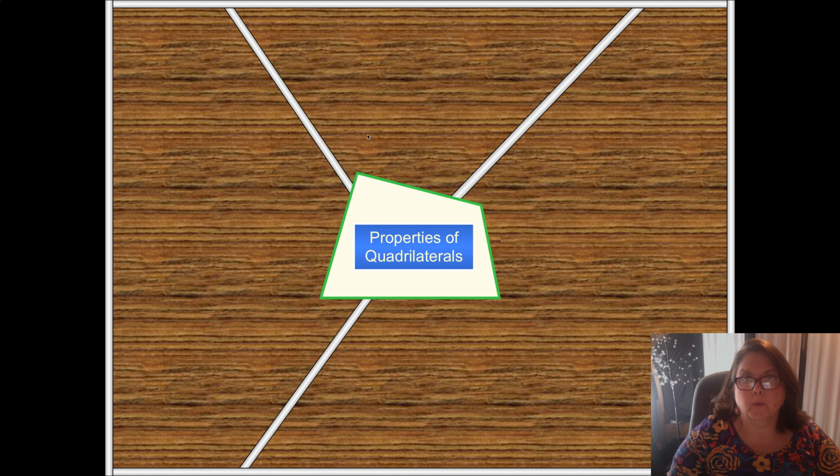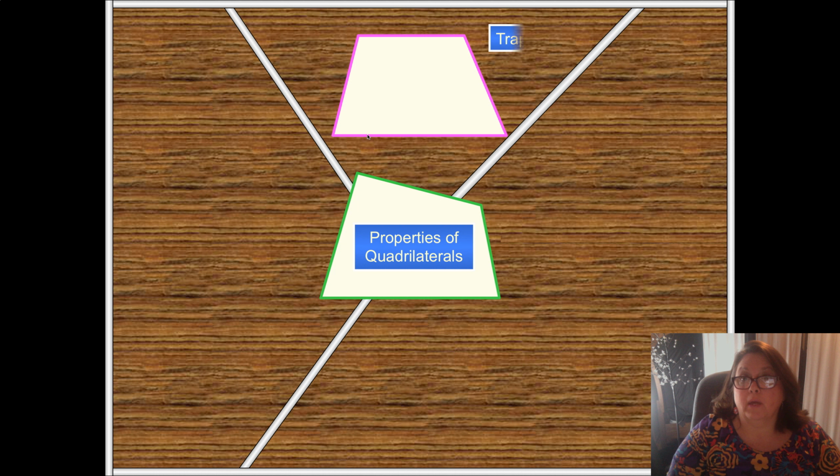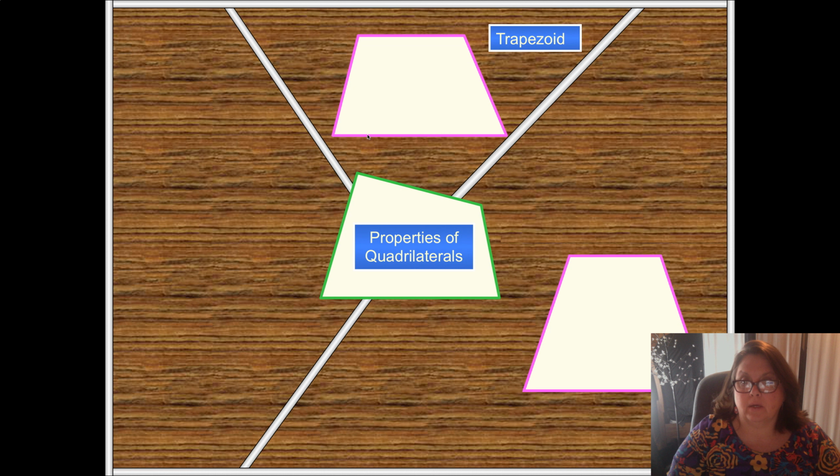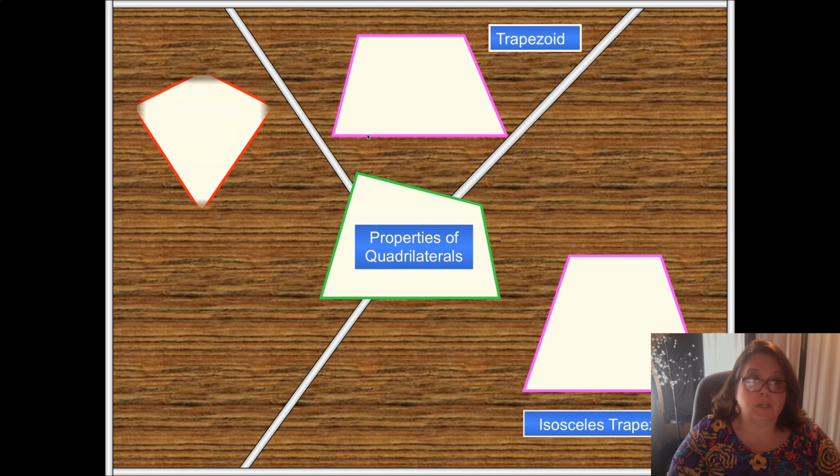Hi guys, we're back today again looking at the properties of quadrilaterals. We really just have two quadrilaterals left. We have what's called the trapezoid. Now, when I say two, we're actually going to look at two types of trapezoids today though. So we have a regular trapezoid, and then we also have an isosceles trapezoid. Okay, and then the last shape that we're going to look at is called a kite.